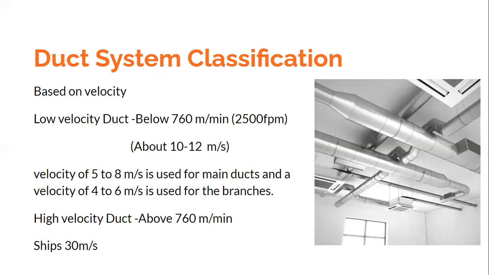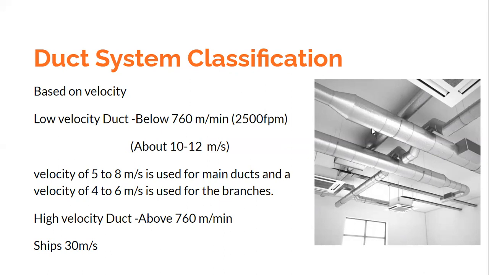Now, how do we classify the ducts? The classification of the duct is based on velocity. If, for example, these ducts carry low velocity air, and by low velocity we mean about 2500 feet per minute, or 760 meters per minute, or if you want in meters per second, it would be around 10 to 12 meters per second. The air which is being passed has got a certain velocity.